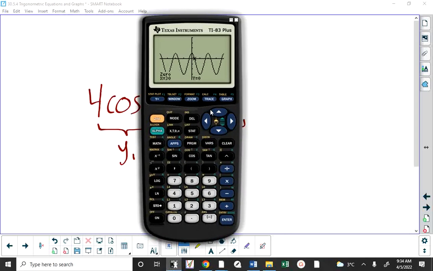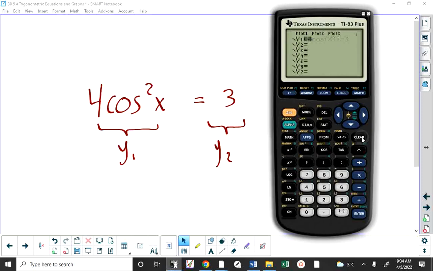I don't know, let me walk you through this process and ask your opinion on something. So 4 cos of x quantity squared, and then 3. So I'm looking now at not the x-intercepts, but I'm looking at where these graphs intersect. So I'm going to pick on the first point of intersection.